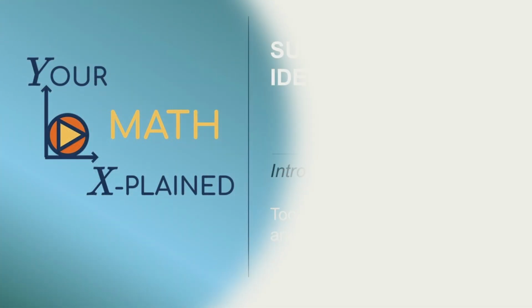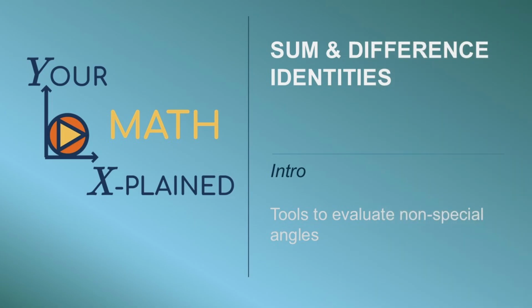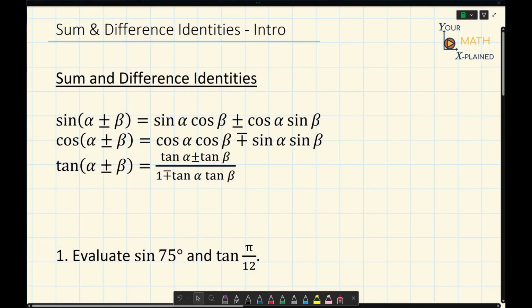My name's Angela. Today, we're starting one of the most useful sets of formulas in trigonometry, the sum and difference identities. These formulas allow us to evaluate trig values at combined angles. It also allows us to simplify expressions and eventually prove other powerful identities. By the end of this video, you'll be able to understand where the identities come from, evaluate trig functions at non-special angles using the special angles, and simplify expressions using these identities.